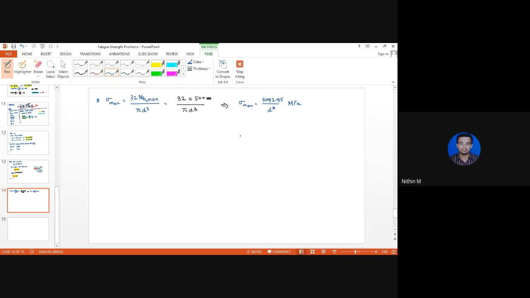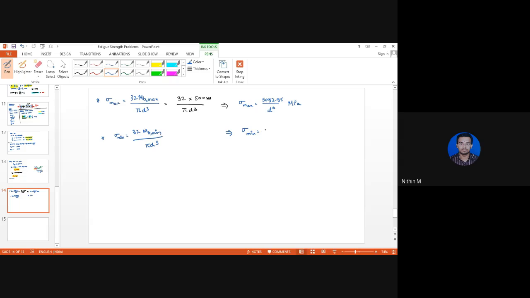Similarly, calculate sigma minimum. Sigma minimum will be 32 into M_B minimum divided by pi d cube. So substitute, solve, and tell me the value of sigma minimum.